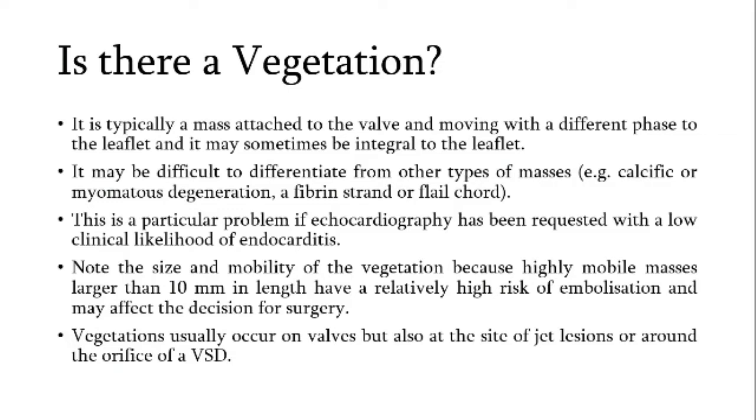So the first comment, if you find a mass that may be considered a vegetation, is to note the size and mobility of the vegetation, because highly mobile masses larger than 10 millimeters in length have a relatively high risk of embolization and may affect the decision for surgery. Vegetations usually occur on valves, but you must consider other sites, like the jet lesions or around the orifices of a VSD or ASD.